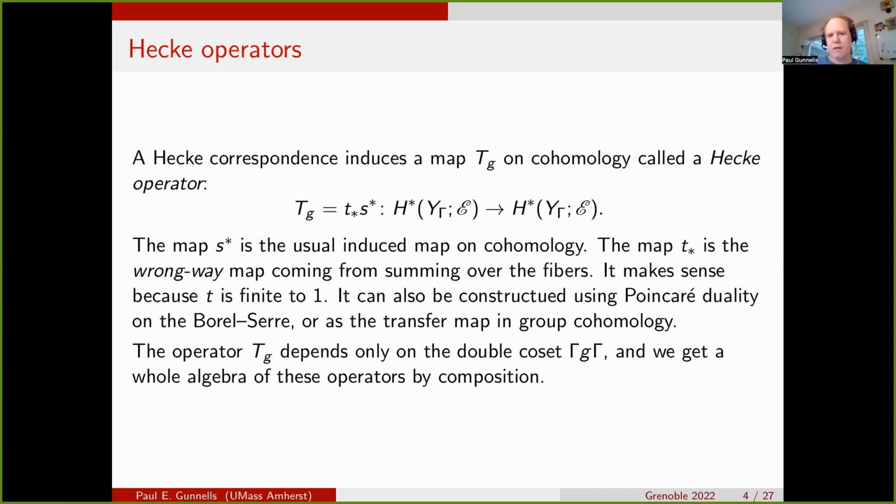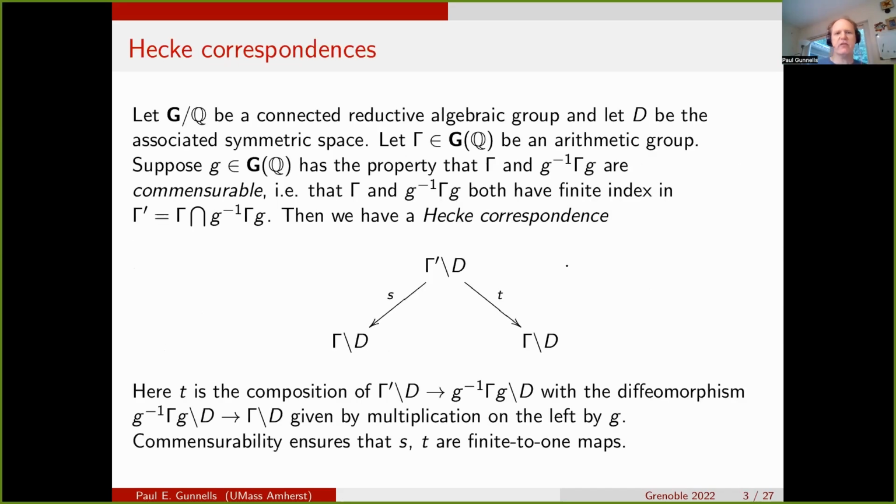Okay, and then Graham had a question. The group element little g, where does that lie? What's that taken from? Okay, so I was actually just about to say a little more about that. It comes from the rational points of the group, not necessarily in gamma. I mean, certainly gamma would be something that you could take your element g from, but it comes from the rational points of the group, and it comes from the commensurator. We want that both gamma and this conjugate are commensurable.